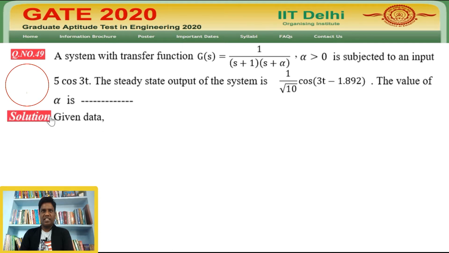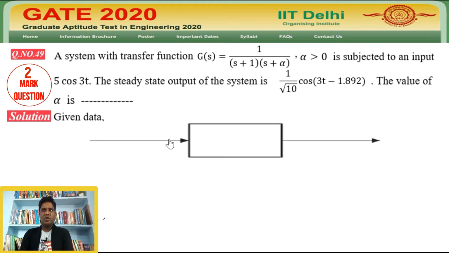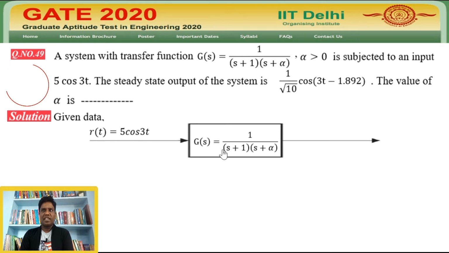From this question, the given data are: the input term is r(t) equal to 5 cos 3t, with the transfer function of the system G(s) equal to 1 divided by (s plus 1) into (s plus alpha), and the corresponding output is c(t) equal to 1 divided by root 10 into cos(3t minus 1.892).